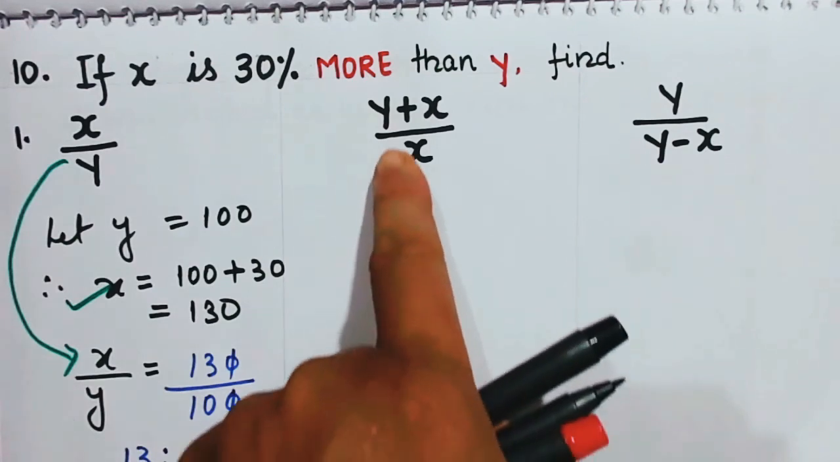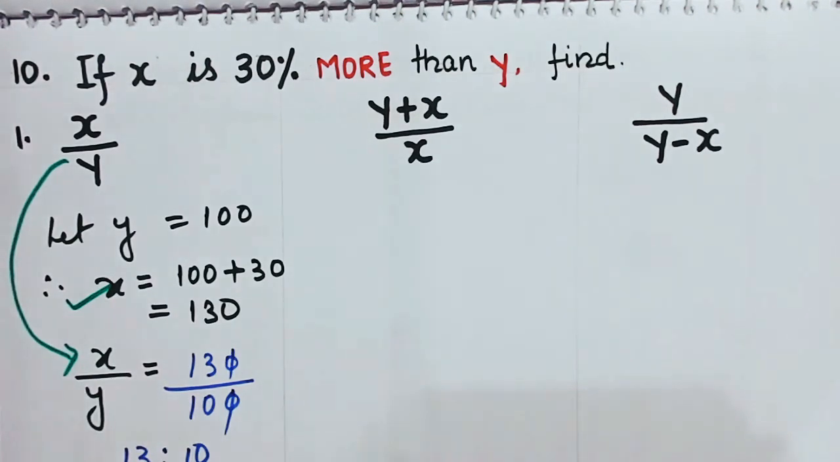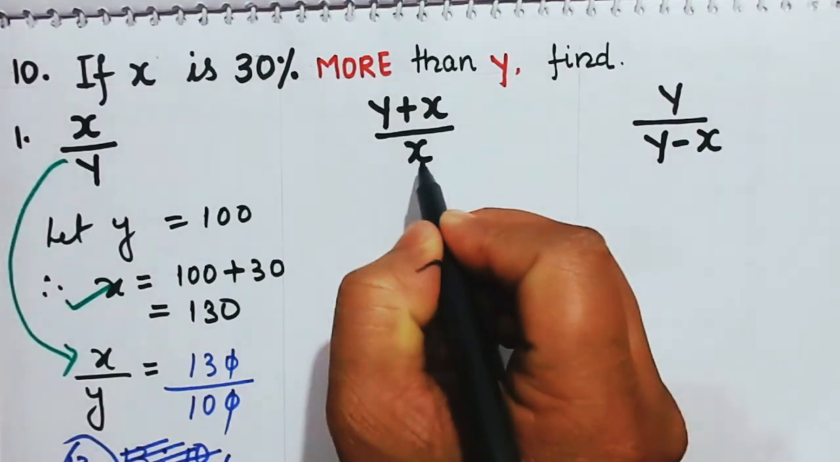Similarly, here you have y plus x by x. Now, I would not write here 13:10. Why? Because they are not asking us the ratio. So instead I would write 13 by 10 only. So why not cancel this, and I would write 13 by 10 as the correct answer. Why? Because they are not asking a ratio. Clear?